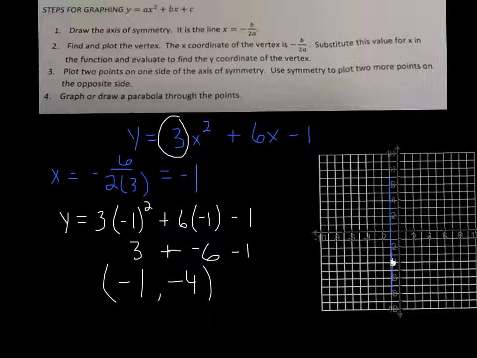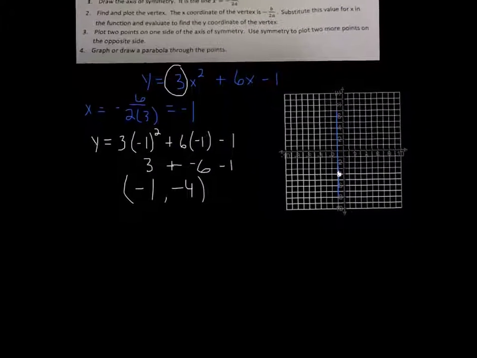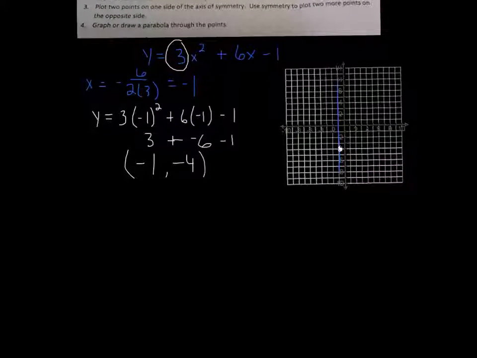Now that we've found all that, let's see if I can move some stuff around here. Oh, that shrinks everything, but that'll work. We'll move it up a little bit. Okay, we found our vertex. Now here's what you want to do: you basically want to plot 2 points from one side of the axis of symmetry. So we're going to use our equation, y equals 3x squared plus 6x minus 1.